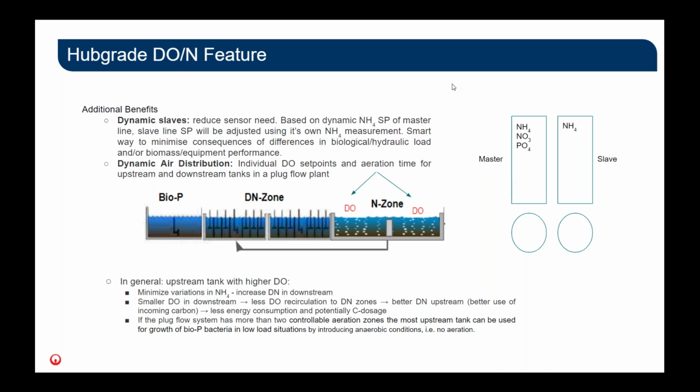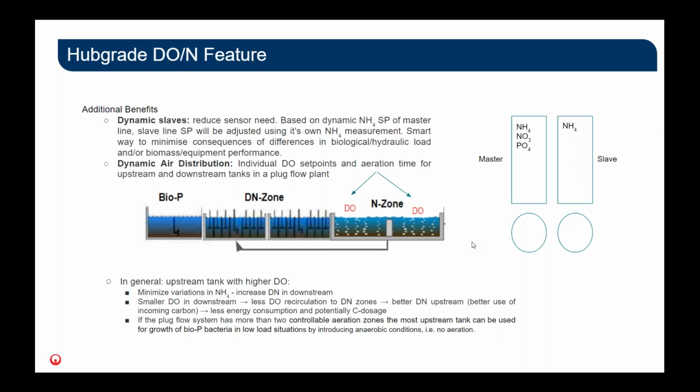In aeration systems where there are separate aeration zones within a single train, there is dynamic air distribution control to add that additional level of fine-tuning into the control of the system, where in general the upstream tank is going to have the higher DO and smaller DO as you move downstream, and really throughout the profile of that reactor, in how those different zones are controlled, really optimize the system there.